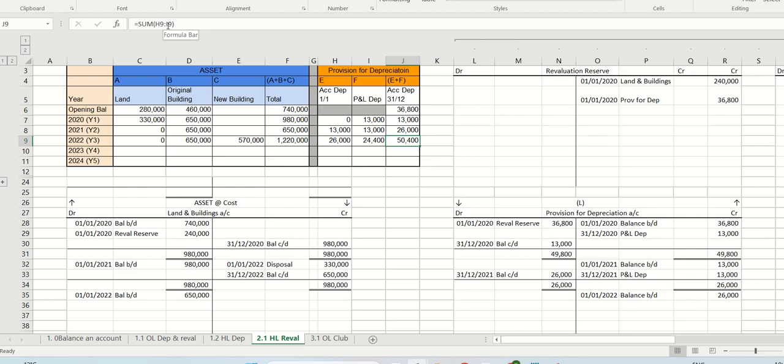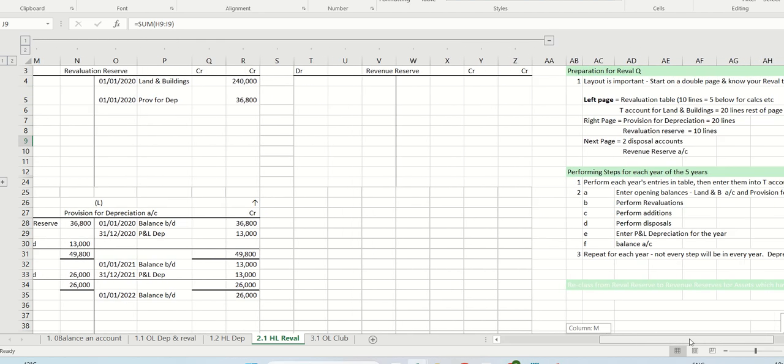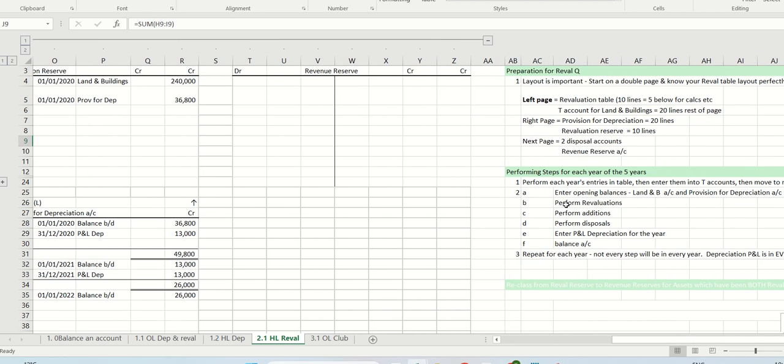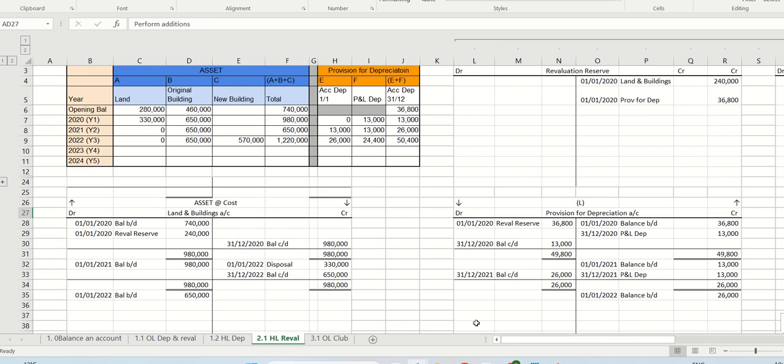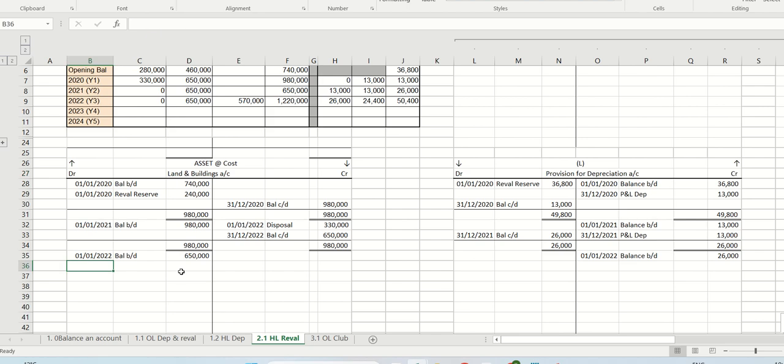Okay, so let's again follow our little system that we have here. Enter the opening balances. We did that. Perform revaluations, there was none. Perform additions. So let's do our little additions here. So in the first question, we purchased the new building. So first of the first 22.